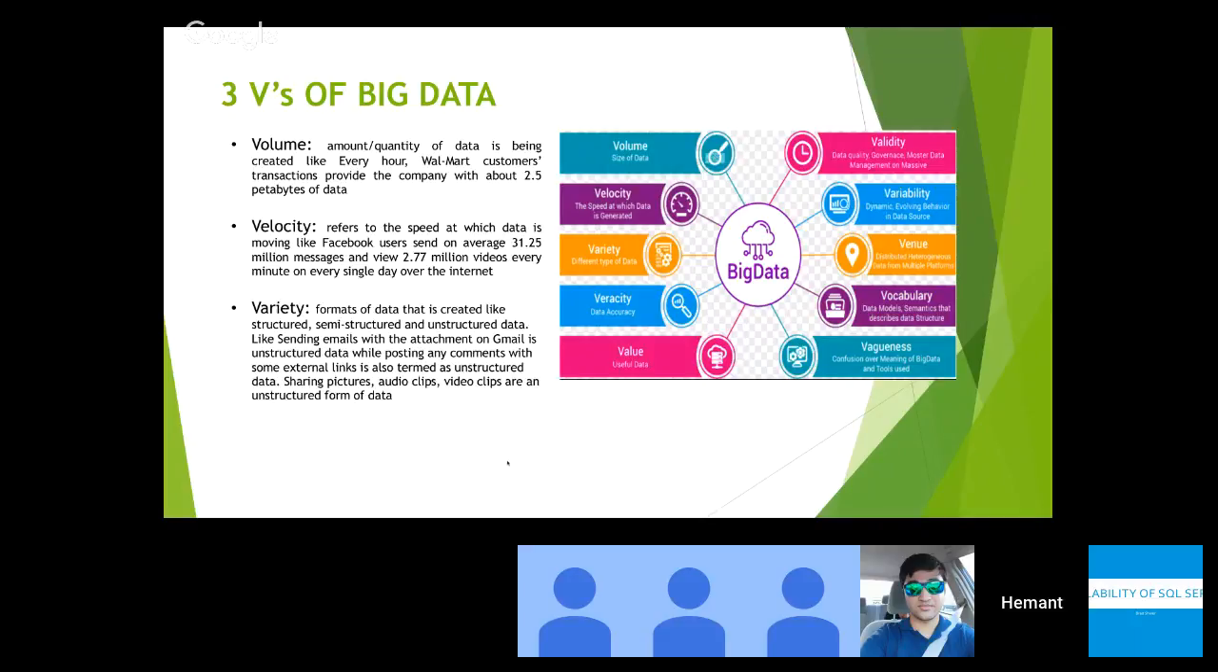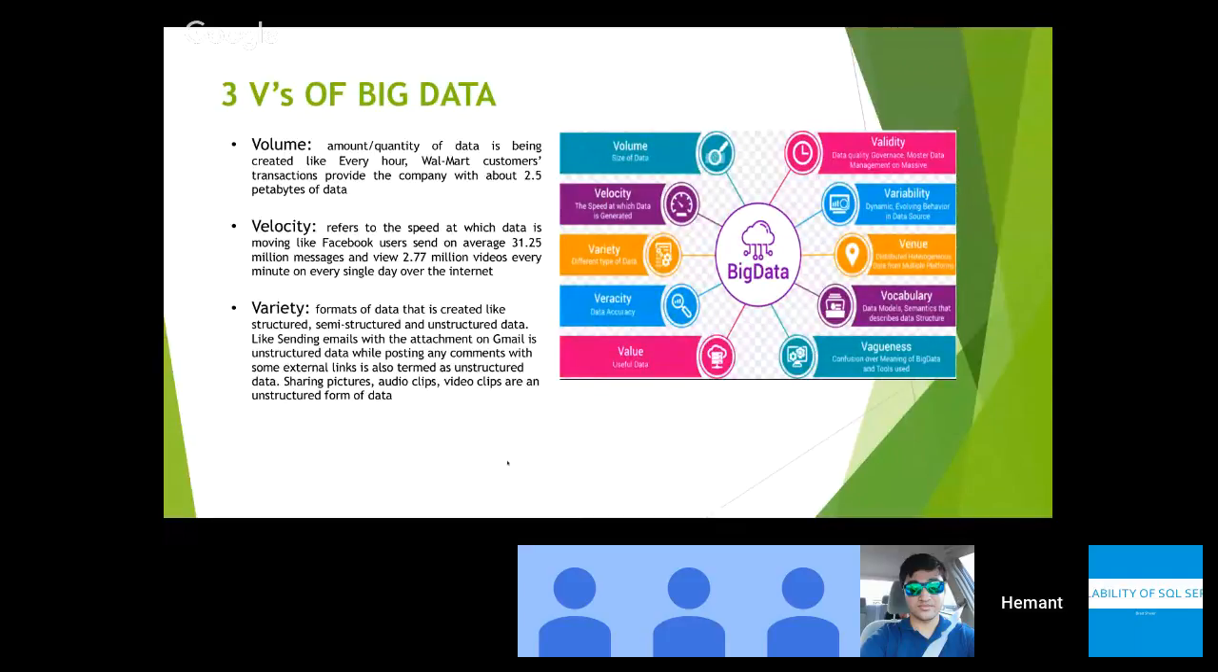And then the third V is the variety of data. So we get the variety of data as structured and semi-structured data, like sending emails or sharing pictures, audio clips, video clips. They're all termed as unstructured data. Any questions on here?